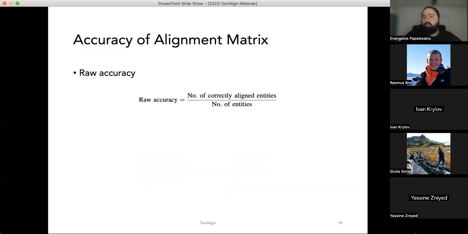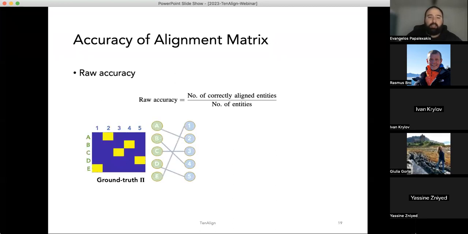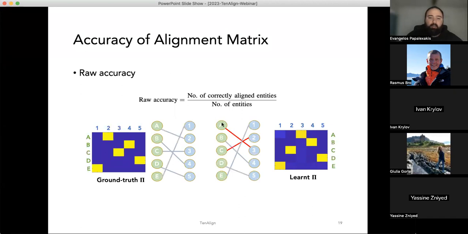So how do we measure goodness of solution, right? There's two things we care about: the alignment and the factors. So we want to measure things about both. For the alignment, we measure the accuracy, which is essentially the number of correctly aligned rows, or entities in general, divided by the number of entities. So if the ground truth says that B goes to 4 and C goes to 3, but we said A went to 3 and B went to 4, then those two would be the incorrect ones. So this would be subtracted from the numerator.